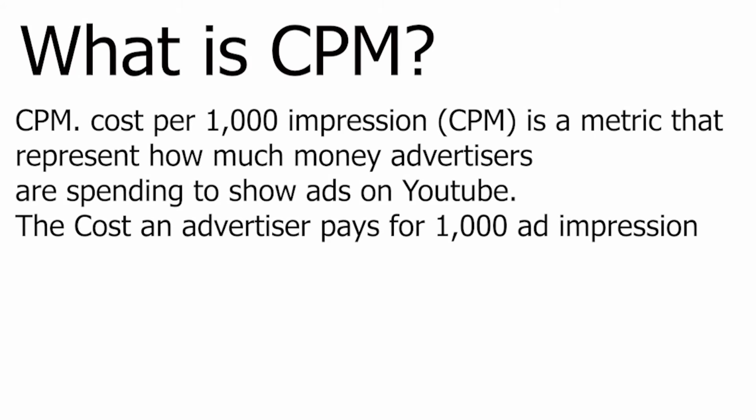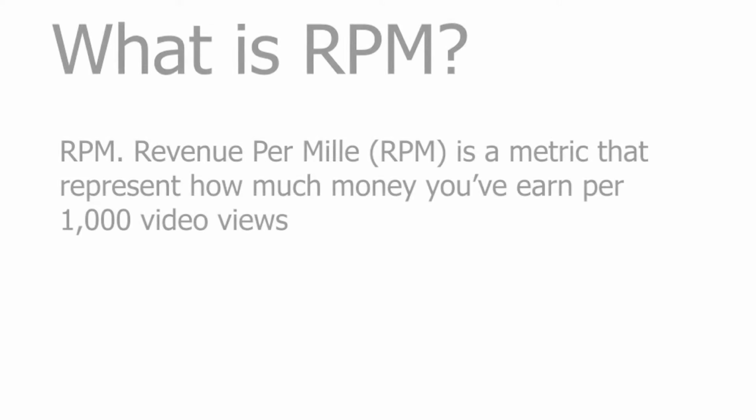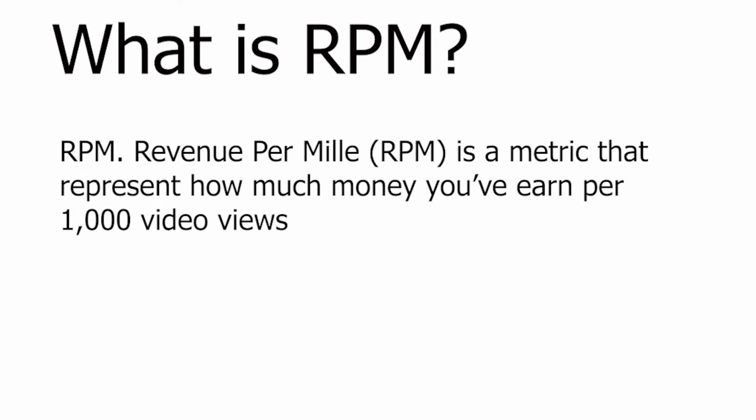So for now, I'm just going to explain what CPM is. CPM stands for cost per mille, which is the amount of money the advertisers are willing to pay for every 1,000 ad impressions shown on your YouTube channel. You will see different CPM metrics based on the different types of videos that you publish. On the other hand, RPM represents how much money you earn for every 1,000 views, which are ad views shown on your channel. And it also varies depending on the type of content that you produce.